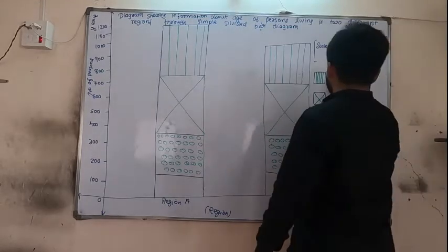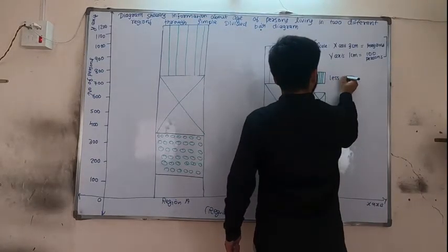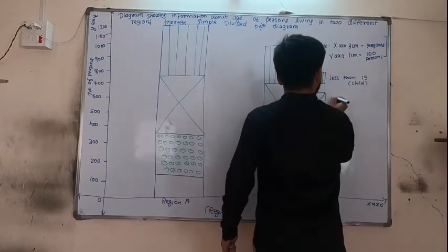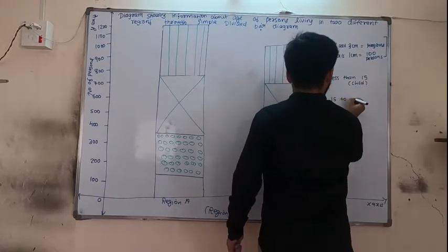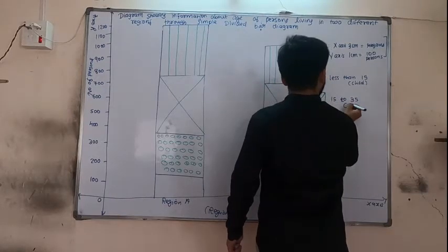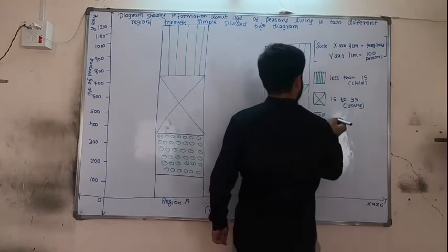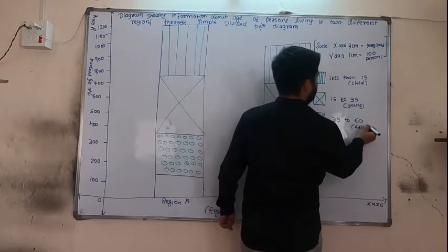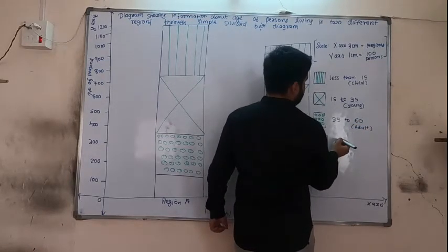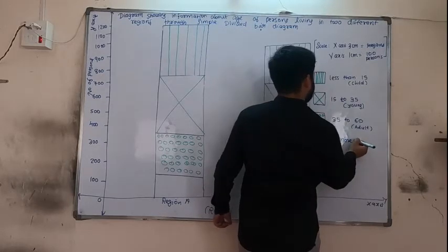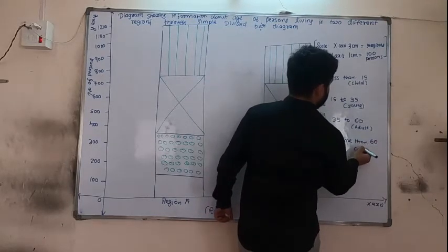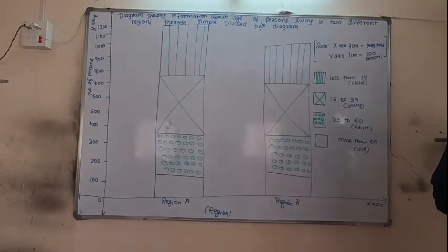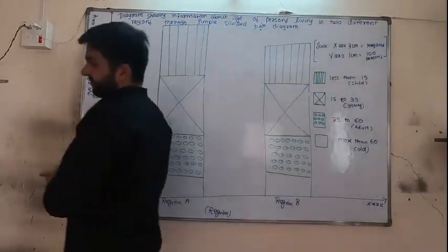So the first highlight shows people less than 15. They are child. Cross shows 15 to 35. They are young. Bubbles show 35 to 60. They are adult. And empty shows more than 60. They are old. So friends, that's all with this graph.